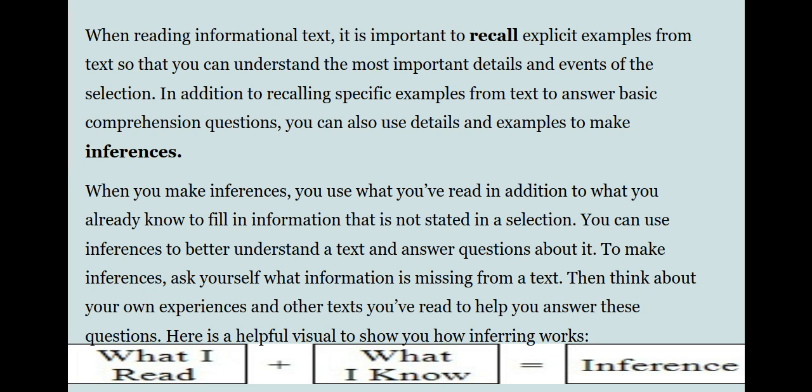To make inferences, ask yourself what information is missing from a text. Then think about your own experiences and other texts you've read to help you answer these questions. Here is a helpful visual to show how inferring works. So you take what you read, which is text evidence, and you combine that with what you already know, so your background and prior knowledge, to make an inference.